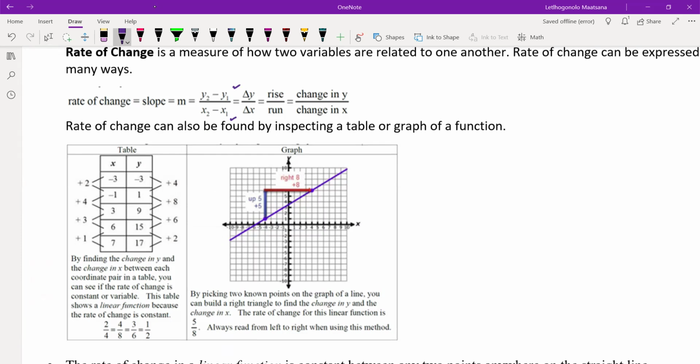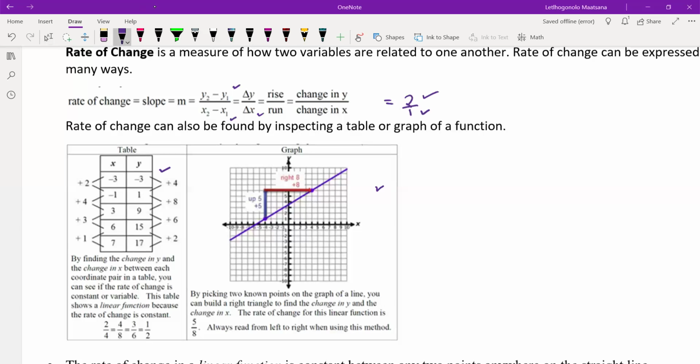So if we had a value like 2, it means that each time x changes by 1, the y value will change by 2. So we did mention that the rate of change can be expressed in many ways. We can use a table or we can show it in a graph.